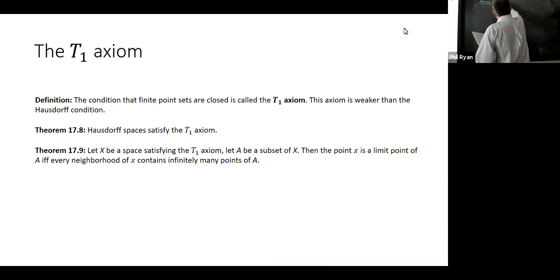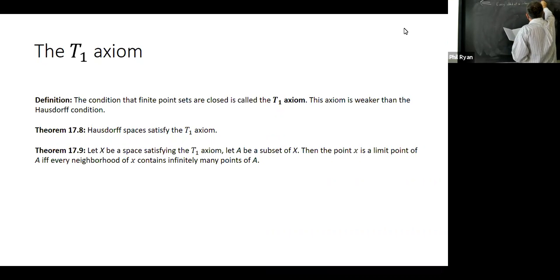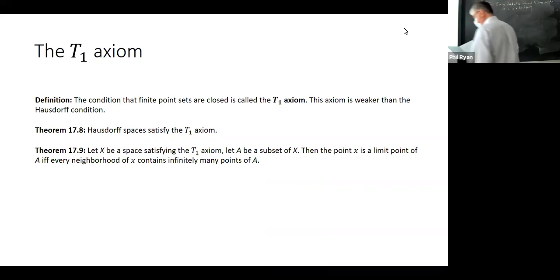Every neighborhood of X intersects A in infinitely many points. But if it intersects in infinitely many points, then it trivially has to intersect at one point other than X. So X is a limit point. So that direction was trivial. Let's look at the other direction.